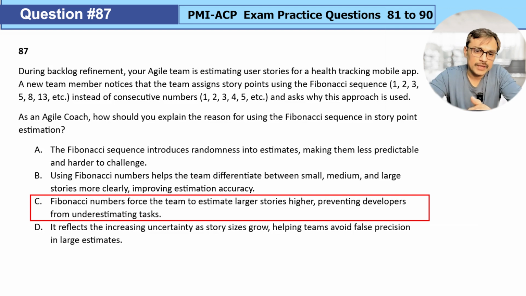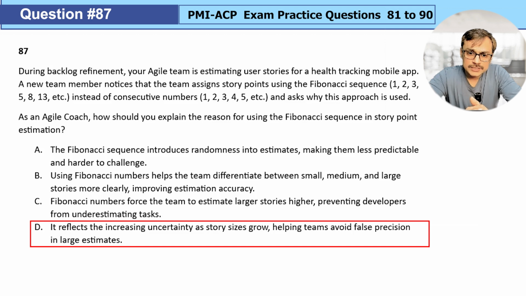Let's see option D. It reflects the increasing uncertainty as story size grows. Great. Helps the team avoid false precision in the large estimate. Great. That's it. Option D.